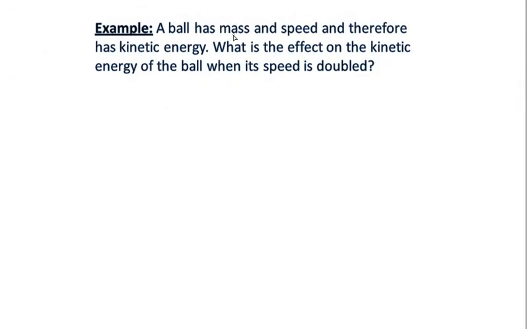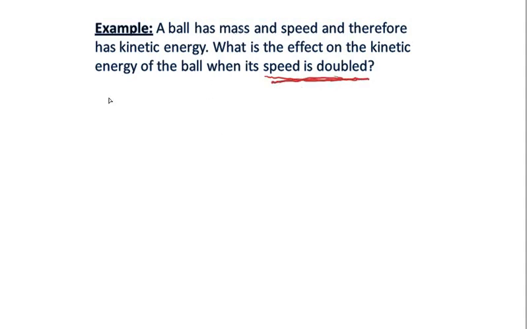A ball has mass and speed and therefore has kinetic energy. What is the effect on the kinetic energy of the ball when its speed is doubled? For such an example, when we don't have numbers, it's all about symbols. You need to write all the symbols you have, then find the formula that relates them all to each other. Then you can change the value as mentioned in the question.